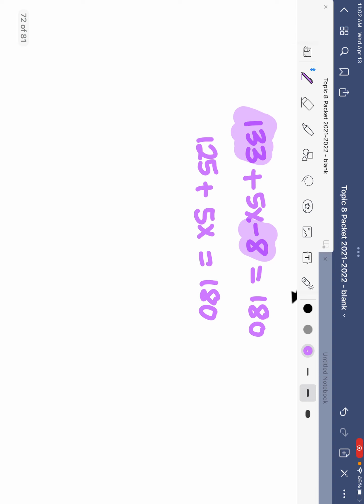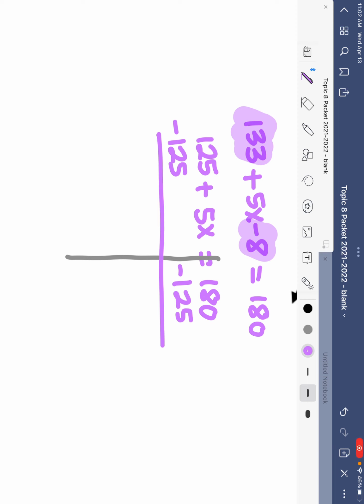Now, I can solve this like a normal two-step equation. I'm trying to get that x by itself, right? And I need to undo the thing farther away from the x first. So I'm going to undo this 125. Well, how do I undo that? Because that's a positive 125, I'm going to subtract 125. So I'm subtracting 125 on both sides.